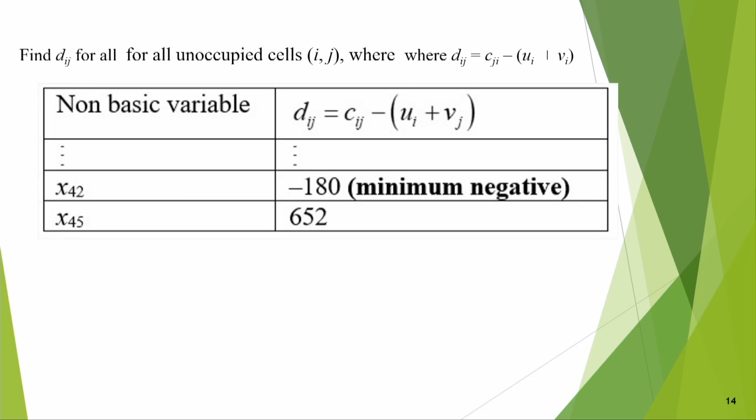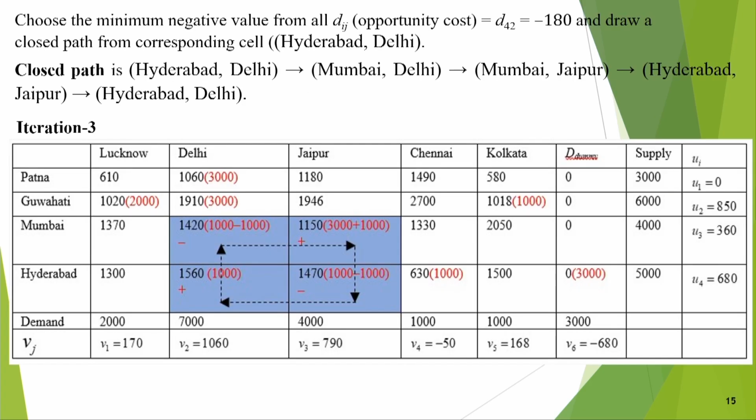Now find Dij for all unoccupied cells, that means opportunity cost. For non-basic variables, Dij is equal to Cij minus Ui plus Vj, and I did this one. Now I got the minimum negative in cell 4 2, that means fourth row and second column. The fourth row is Hyderabad and the second column is Delhi. Here I have to allocate maximum.